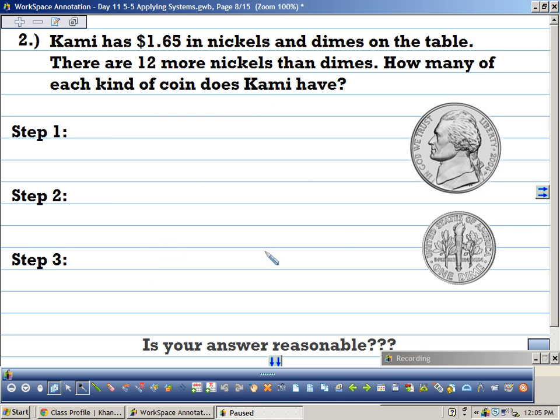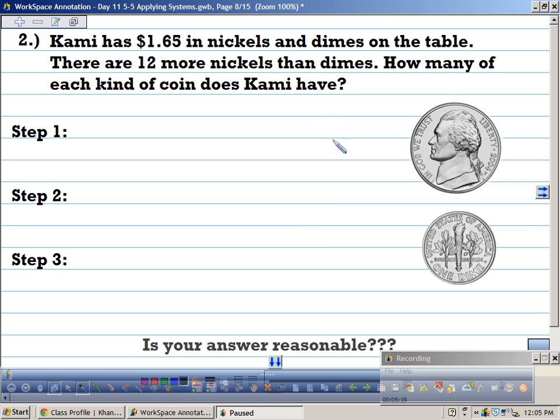Here's the next one, and it's also on your worksheet, but it's number 3. So Cammie has $1.65 in nickels and dimes on the table. There are 12 more nickels than dimes. How many of each kind of coin does Cammie have?